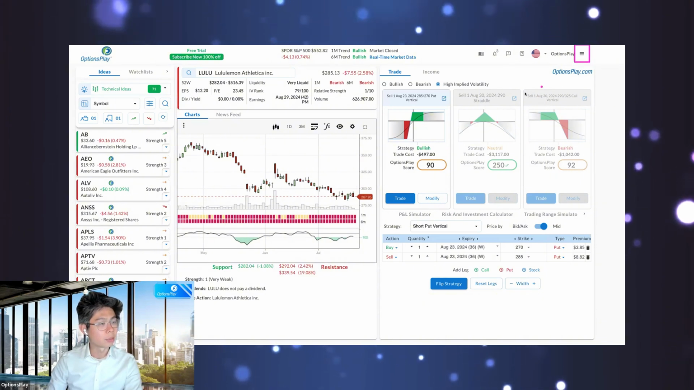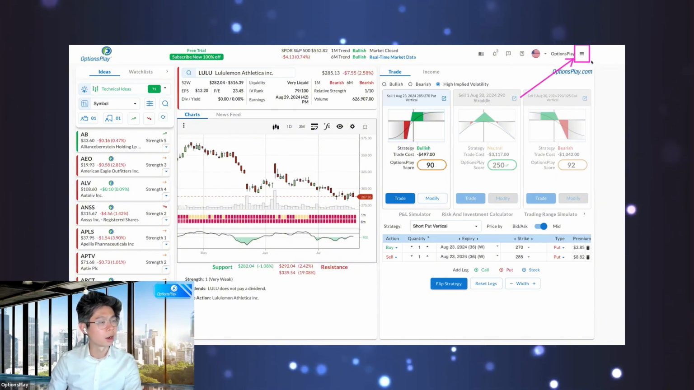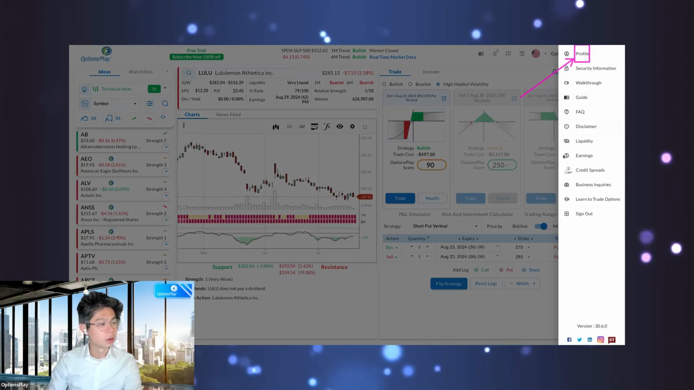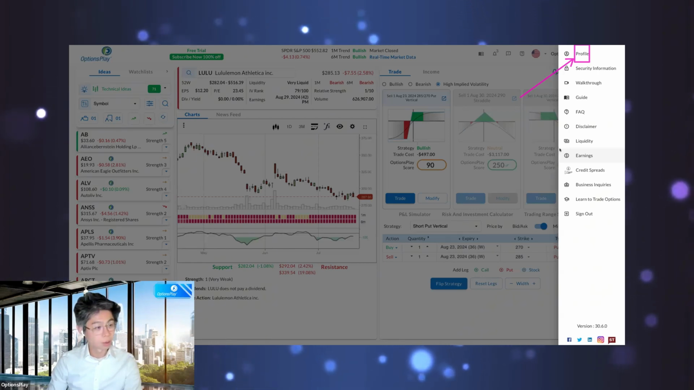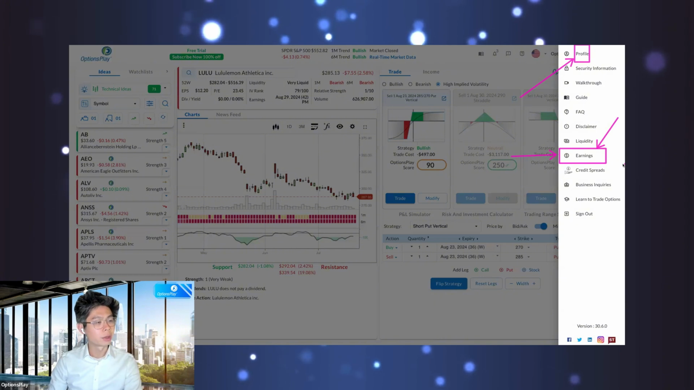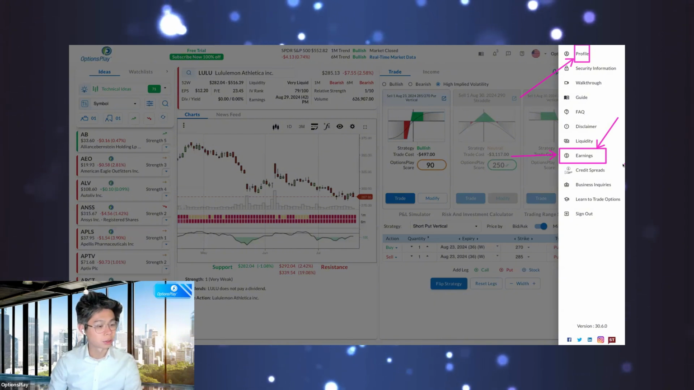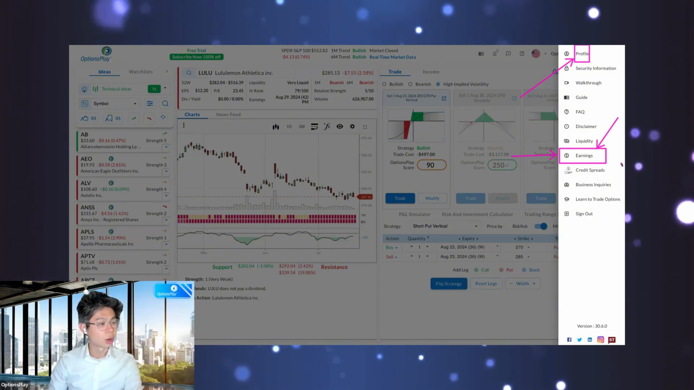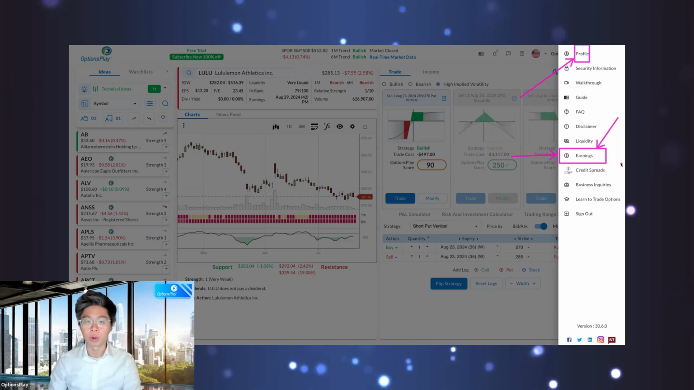If you click on the hamburger menu on the upper right-hand corner of your OptionsPlay platform, you click on earnings. Within the hamburger menu right here, that will get you to our earnings calendar. That is your navigator for earnings season.